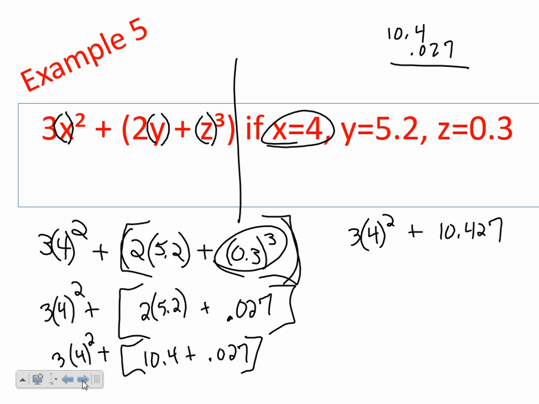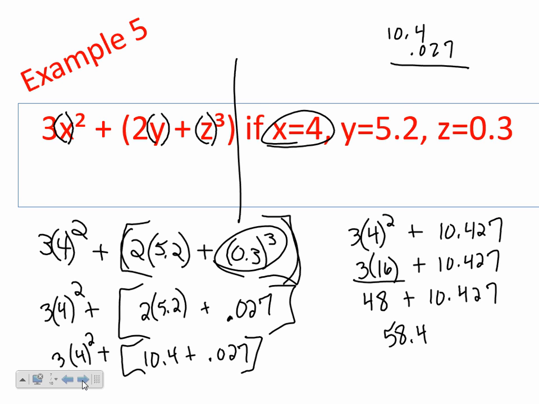Exponents. 4 squared. 16. Then what? 3 times 16, which is 48. And then when we add 48 plus 10.427, we get 58.427. And again, I haven't given you any instructions to round, so I would just leave it even if it's a couple places. Okay? Are you okay?